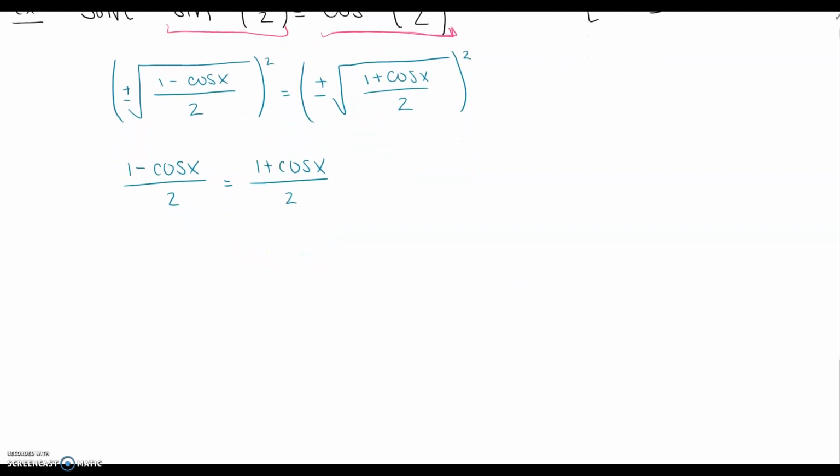If I multiply both sides by 2, my 2's are going to cancel. So I'm left with 1 minus cosine of x equals 1 plus cosine of x. If I move everything to the right side, 1 minus 1 is 0, and then cosine plus cosine is 2 cosine of x. I want cosine by itself, so I'm going to divide. So I've got 0 equals cosine of x.